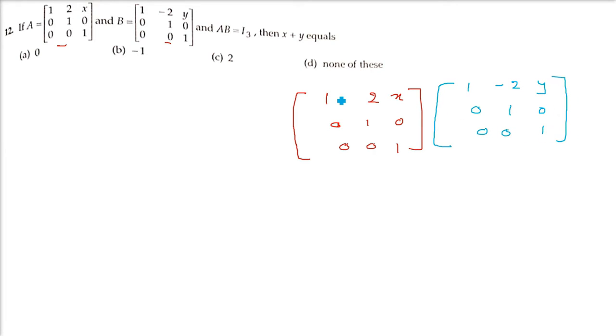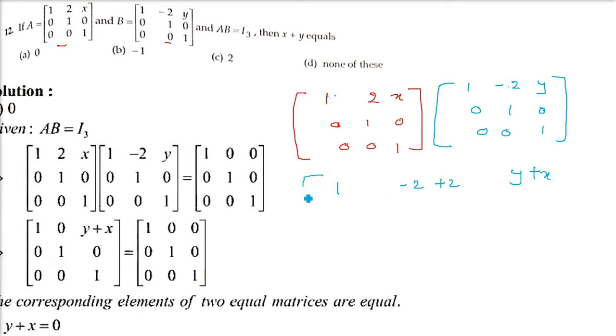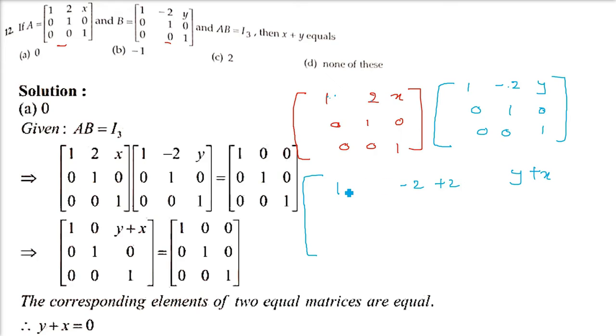Now let us multiply. 1 into 1 is 1. 2 into 0 is 0. Leave it. X into 0 is 0. So 1 into minus 2 is minus 2. 2 into 1 is 2 and X into 0 is 0. So minus 2 plus 2. 1 into y is y. 2 into 0 is 0 and x into 1 is x. Now the lower part, if you see, they are exactly like the identity matrix.